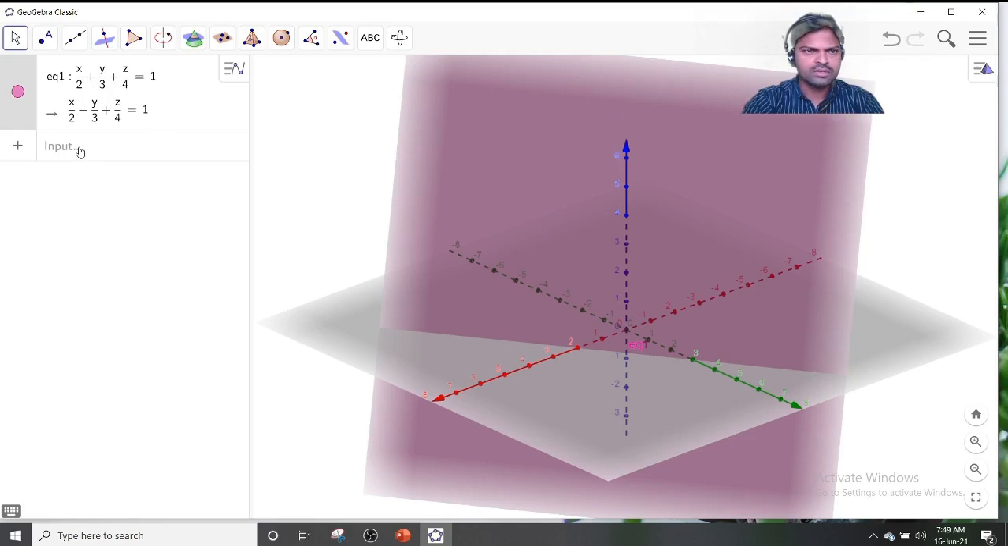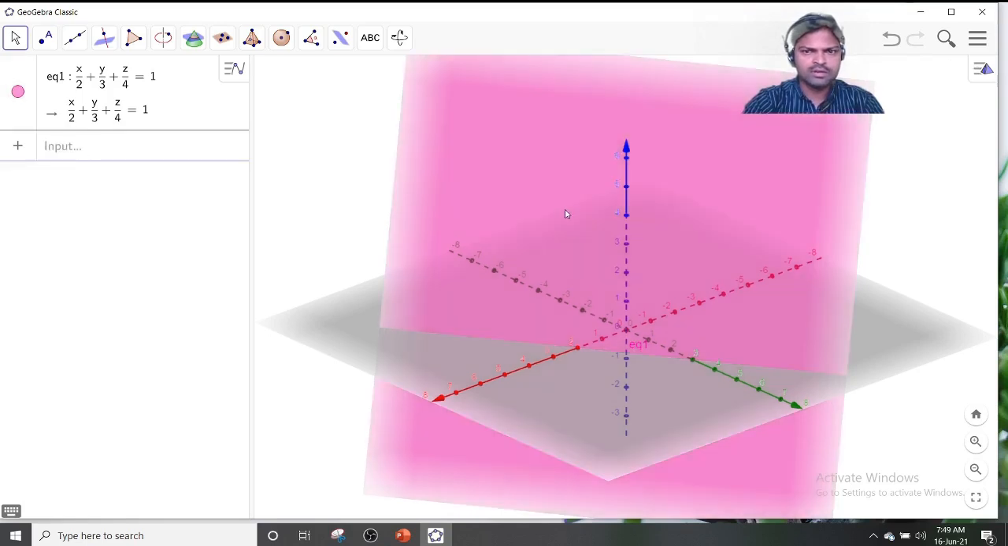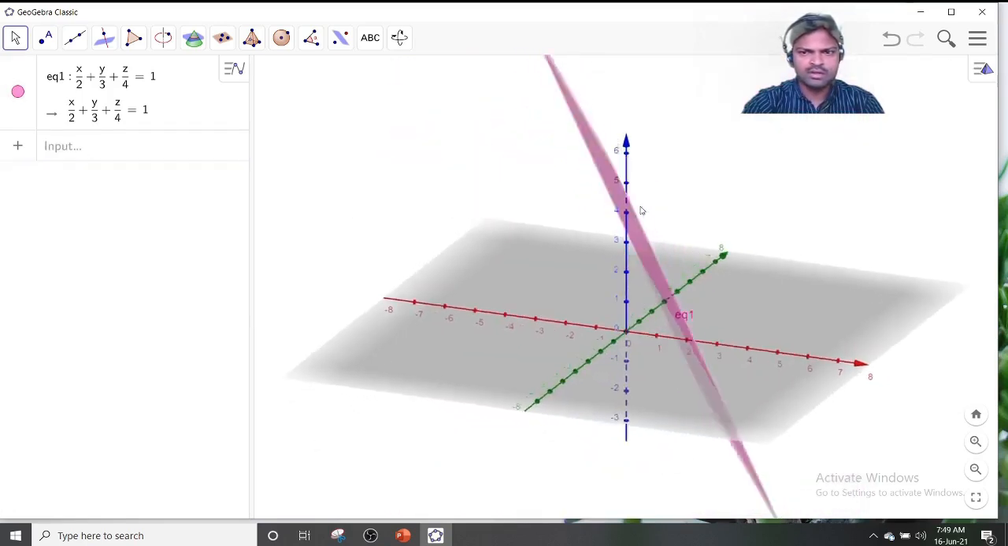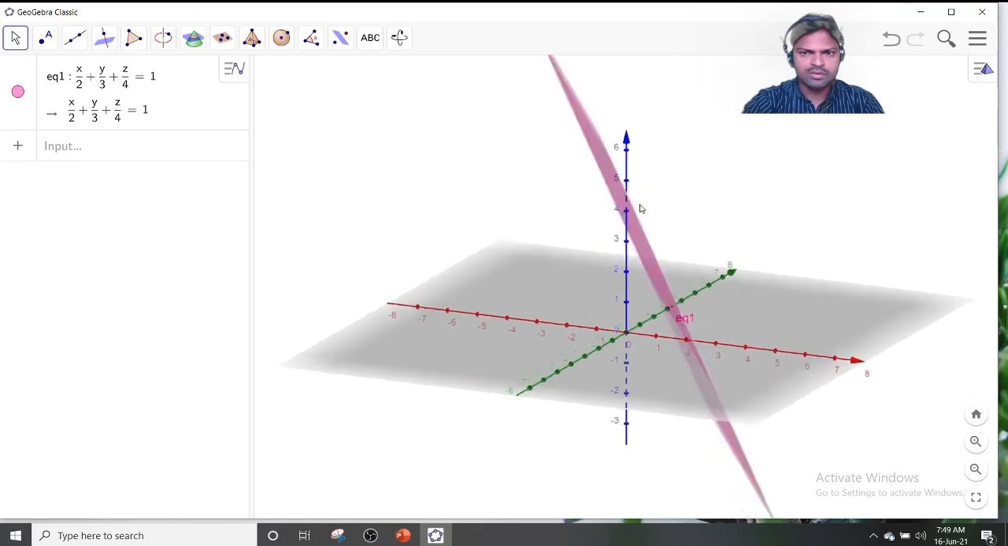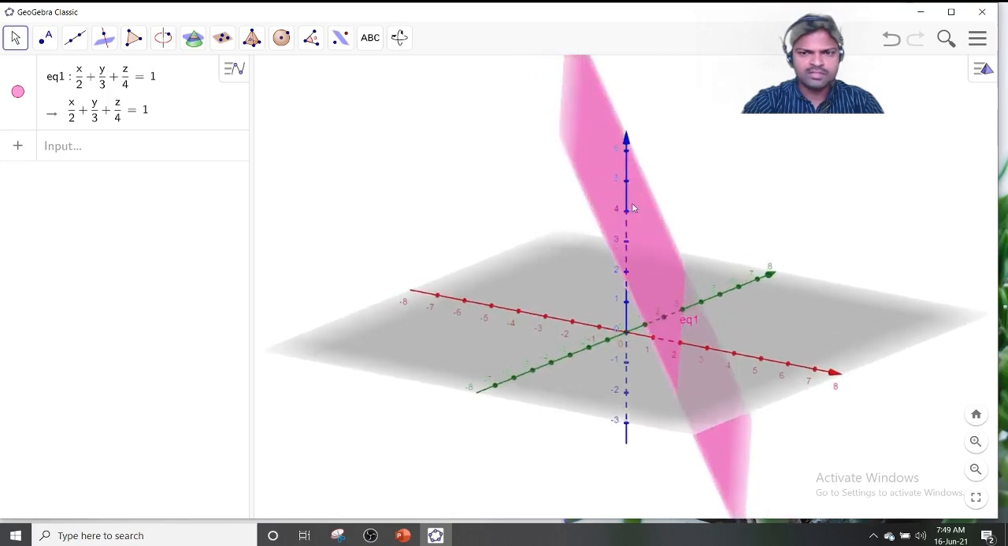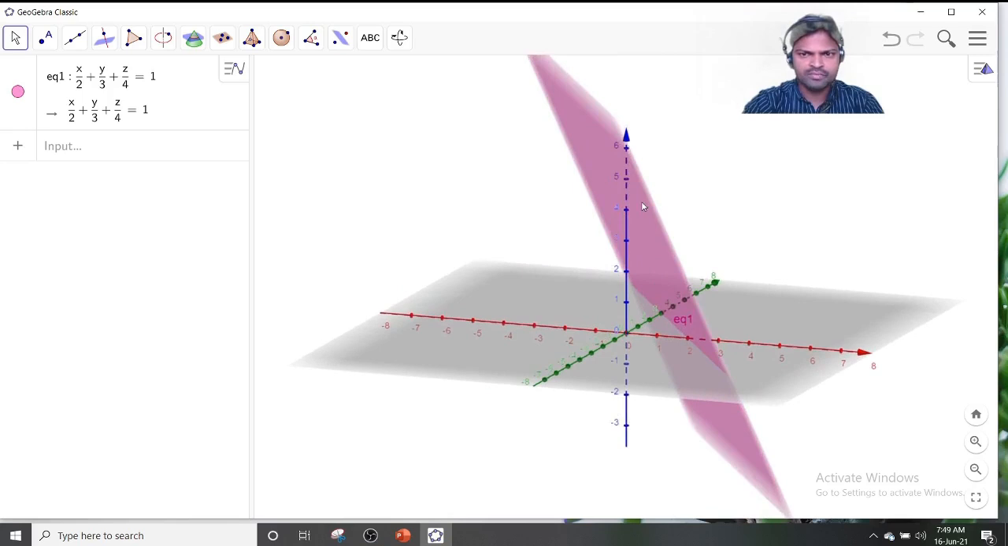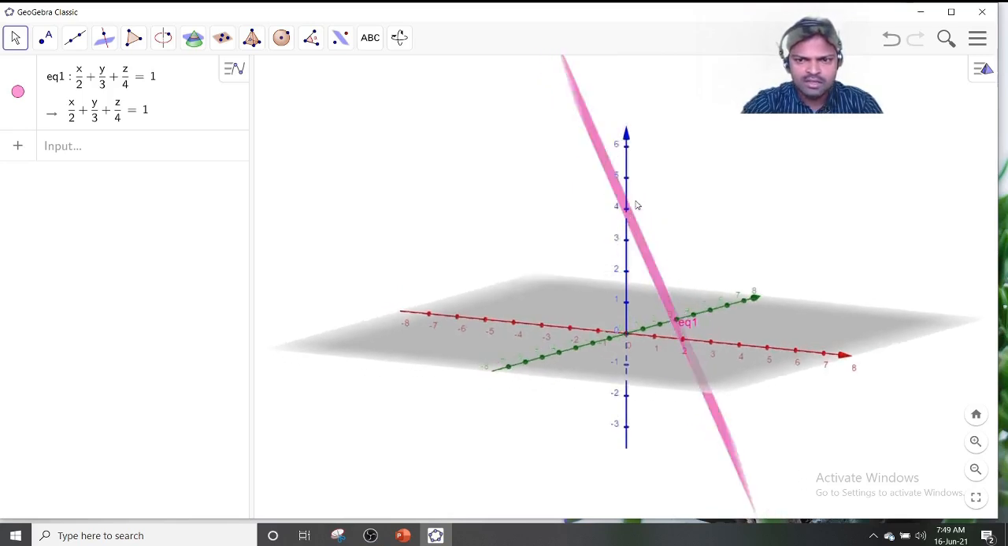So now this is a plane. Just now I told you it is not a triangular kind of face. Look at the equation clearly. This plane x/2 + y/3 + z/4 = 1 intersects the x-axis at (2, 0, 0). Look at this point, it is 2, here (2, 0, 0).